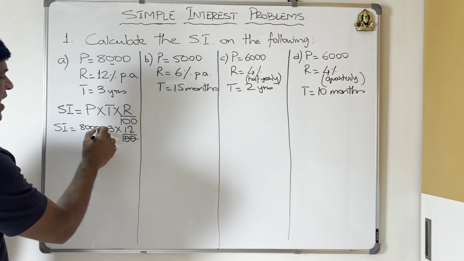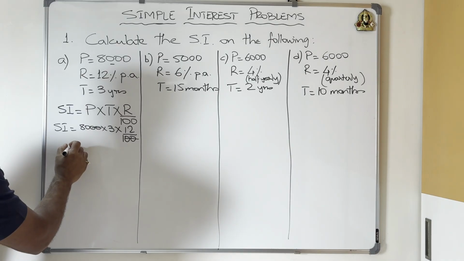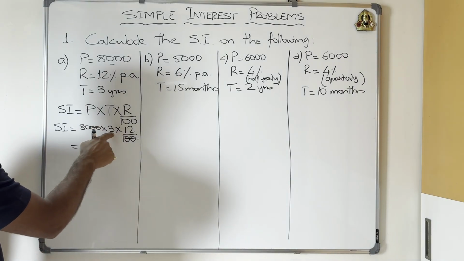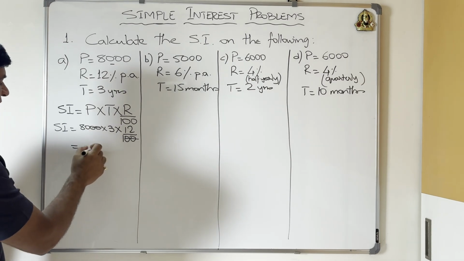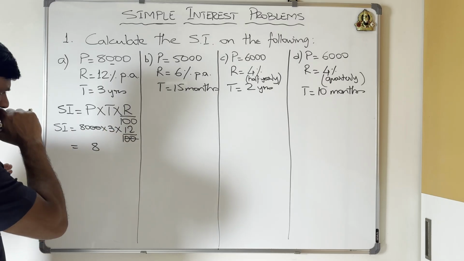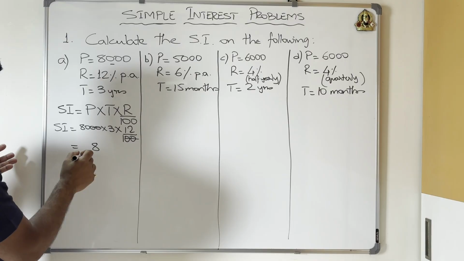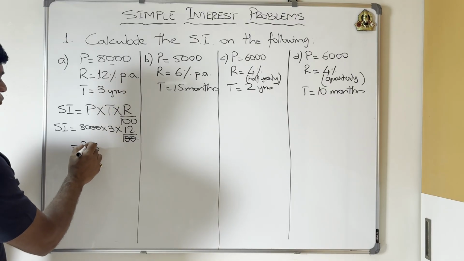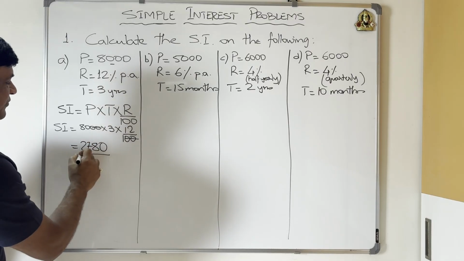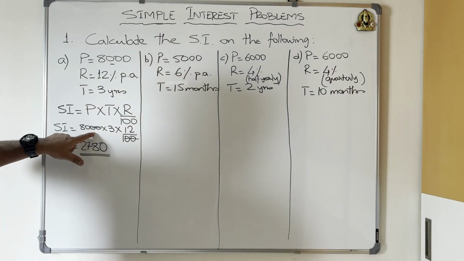Now I cancel these 2 zeros. What am I left with over here? It is 36. 3 into 12 is 36. 36 into 8. 8 6s are 48, 8 3s are 24, 25, 26, 27. So 2880 is your interest on that particular amount.